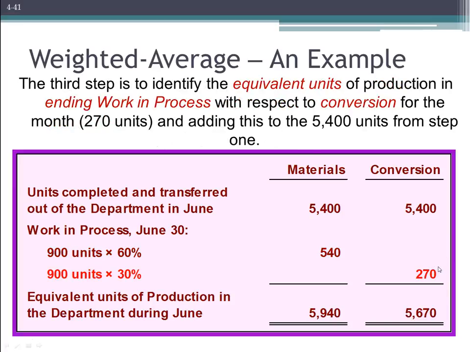And with respect to conversion, again, there was 900 units, but they were only 30% complete with respect to the rest of the manufacturing overhead costs. And that's the conversion costs, remember. So multiply that out, and you will have two different equivalent units of production for the department during June. And you are going to do this in your homework and in the exam problems. Keep it in two separate columns, one with respect to materials and one with respect to conversion, so that we can easily calculate our equivalent units of production.